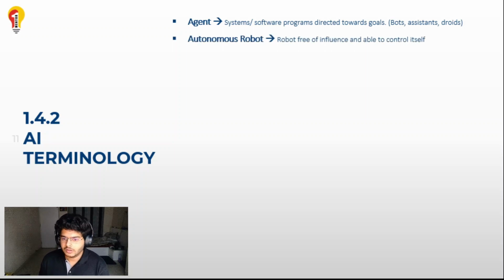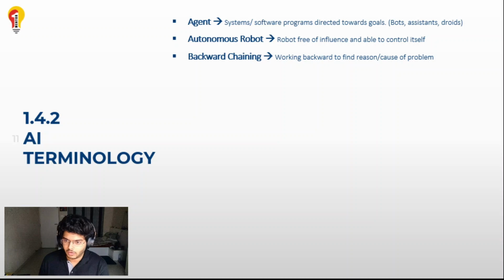The next thing is an autonomous robot. A truly autonomous robot is free of influence and is able to control itself without any human intervention. That's it, nothing else. The next thing is backward chaining, which basically means working backwards in an algorithm or a process to find the root cause of the problem. So you could say that this is like reverse engineering. You de-engineer something to find what is wrong at the root of it, right?